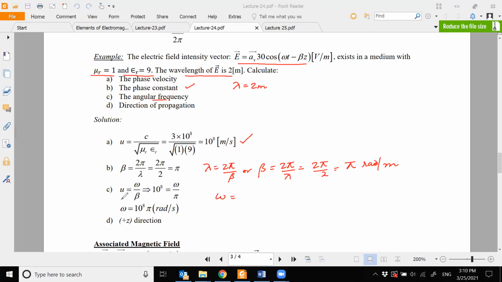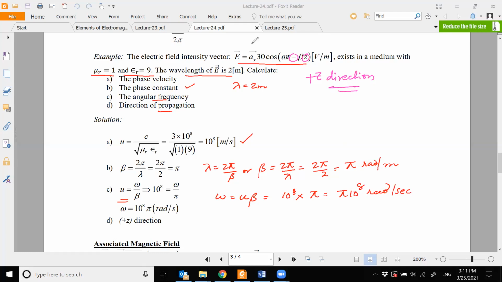But I can use this expression because I know the phase velocity, and I know beta. So omega is just u multiplied by beta, right? So u is 10 to the power of 8 times beta, which is pi. So it is pi times 10 to the power of 8 radians per second. And the direction of propagation, look at it. It is negative, so positive. And which direction? Z. So it is positive Z direction.